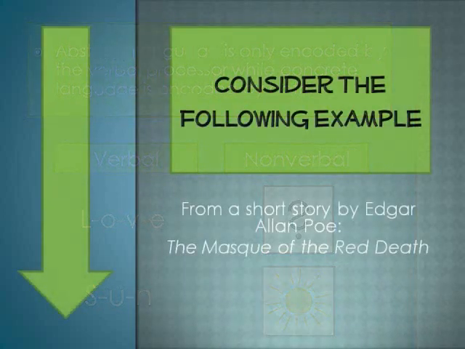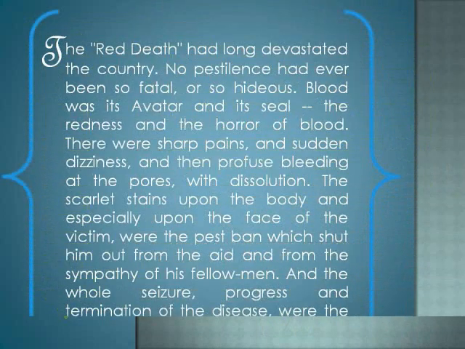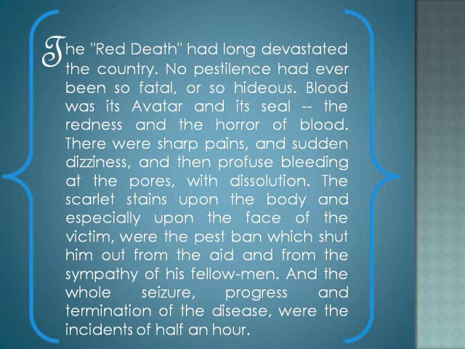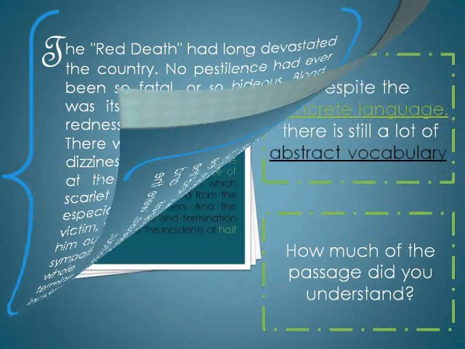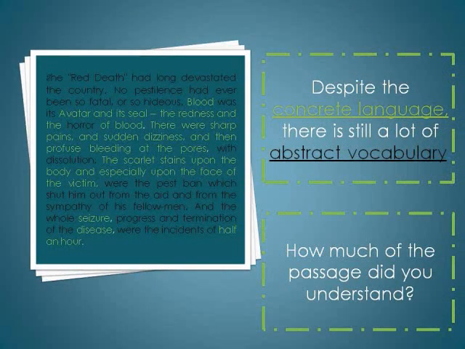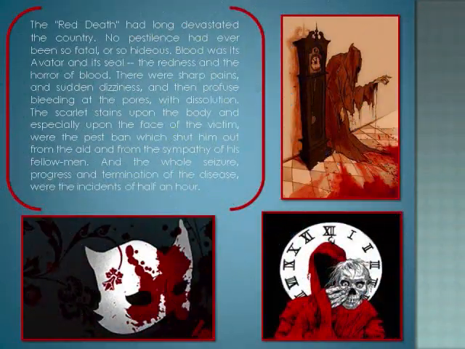Consider the following example. Read the passage. How much did you understand? Although Poe describes the context of his story with concrete language, he also uses a lot of abstract vocabulary that is hard to understand. Now follow along as the passage is read to you.